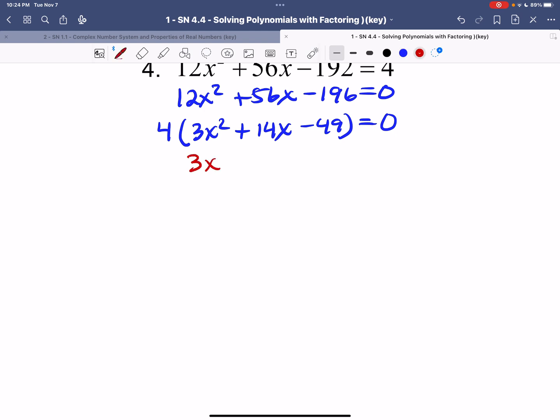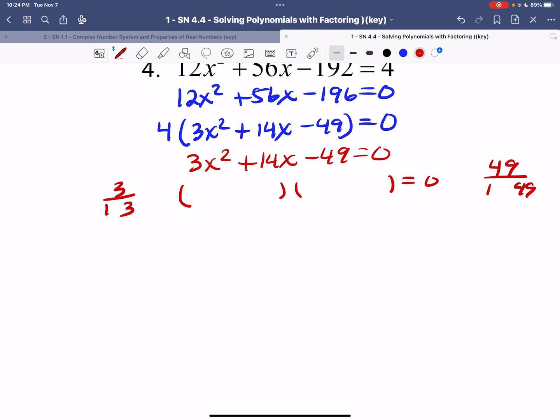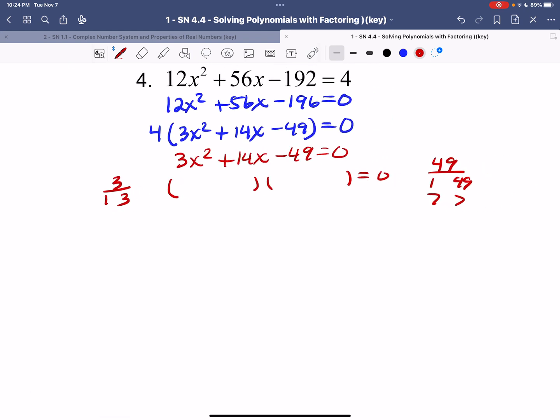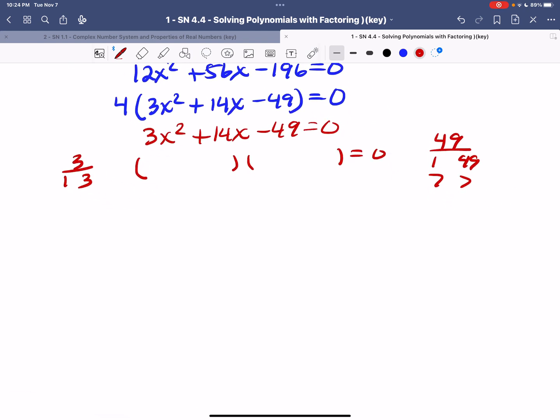So I need to factor 3x squared plus 14x minus 49. All right, in this unit, because we are learning to factor, I need to show the steps. So I need to write over here, factors of 3 are 1 and 3. Factors of 49 are 1 and 49, 7 and 7. Okay, so what are we doing? First thing, we know that we have to have a 3x and an x. That's my only choice, because over here it's my only set of factors.